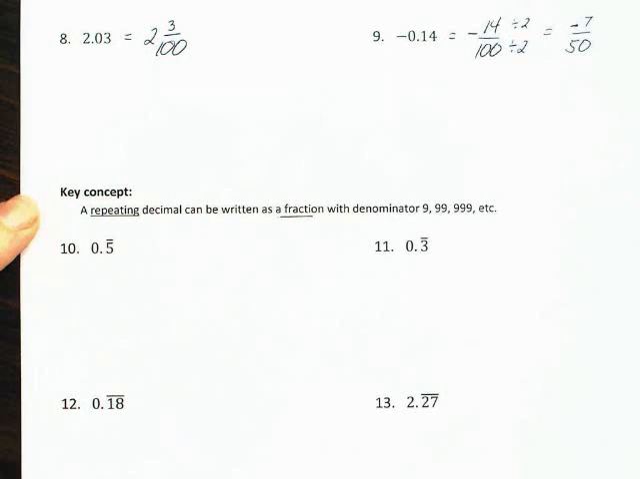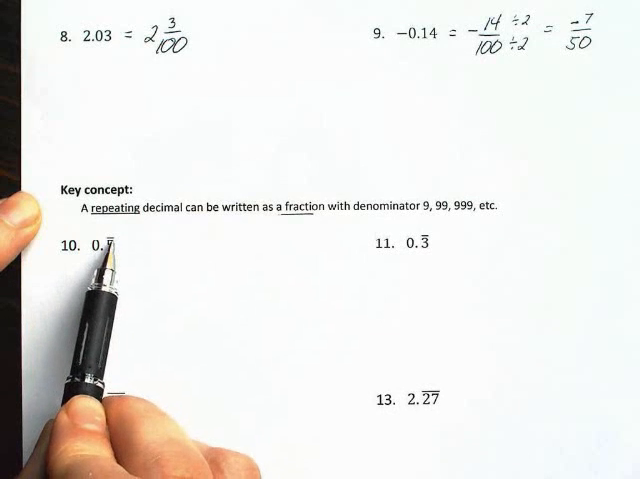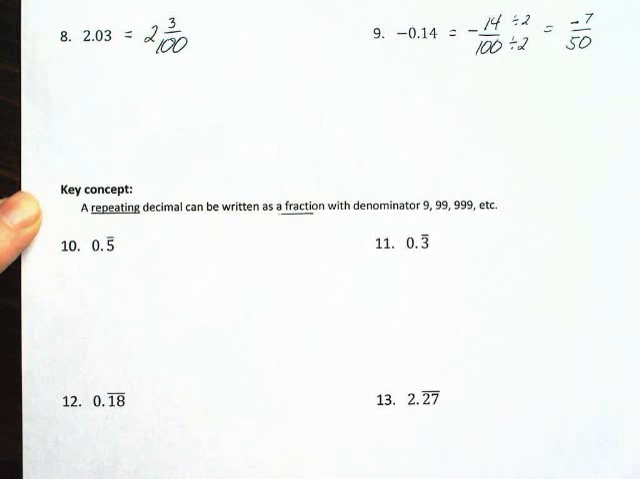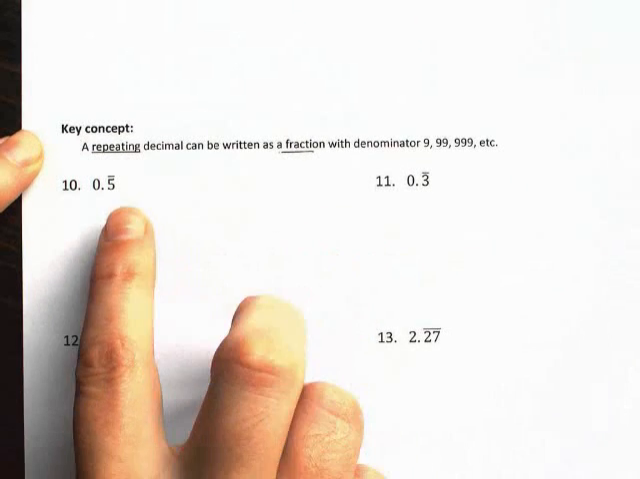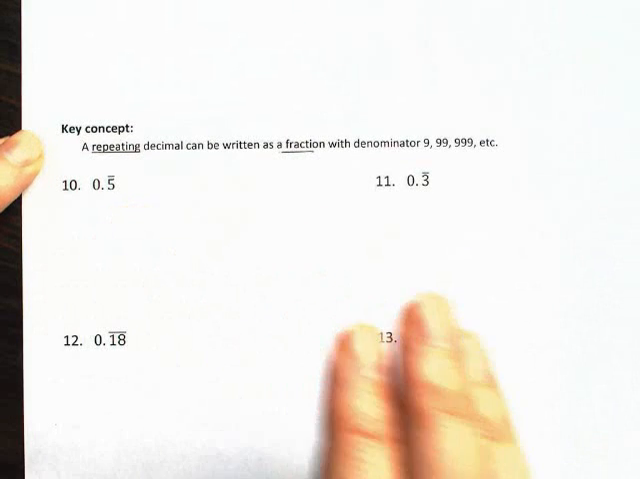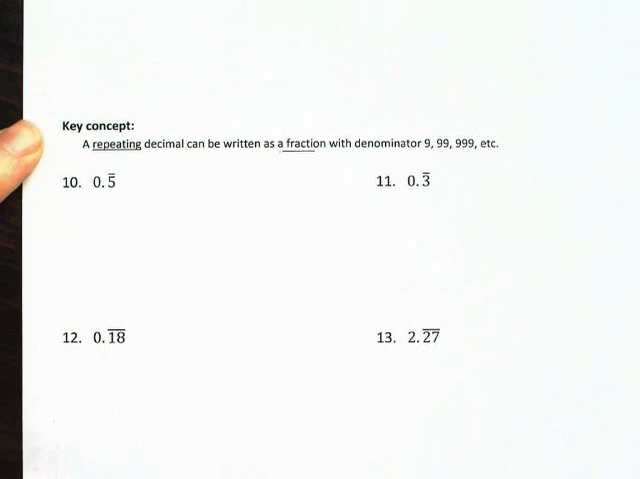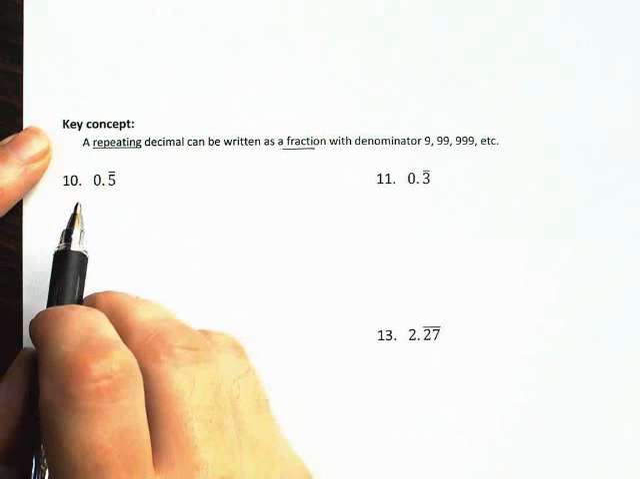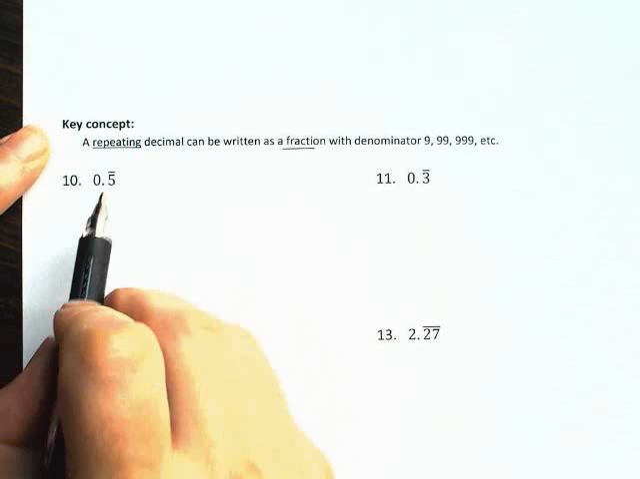Okay? So what this key concept is about is what to do if you have repeating decimals with the repeating bar above the digit and there's a need to change them to fraction form. Again, I'm going to work out an example and then ask you to do the following example, and the answer will be shown on screen. Okay. So starting with number 10, here we have the decimal 0.5 repeating.